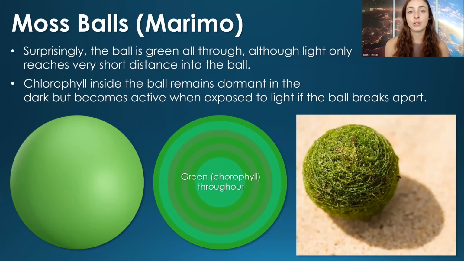The chlorophyll, the molecule that makes photosynthesizing organisms like algae green, is present within the interior of the moss ball, but inside the moss ball it remains dormant in the dark and then only becomes active if exposed to the light. For example, if the ball breaks apart, which, as we'll talk about, seems to occur quite often.